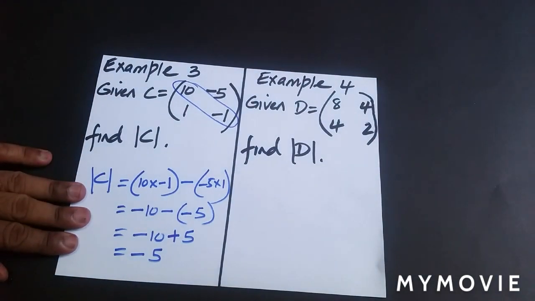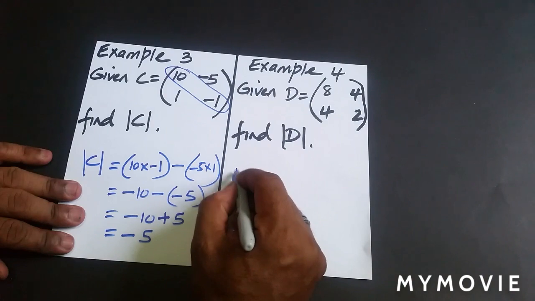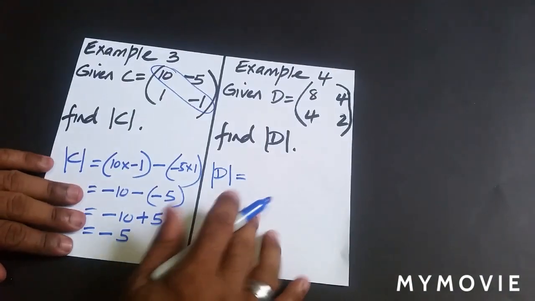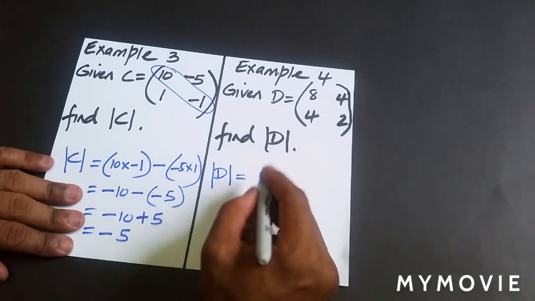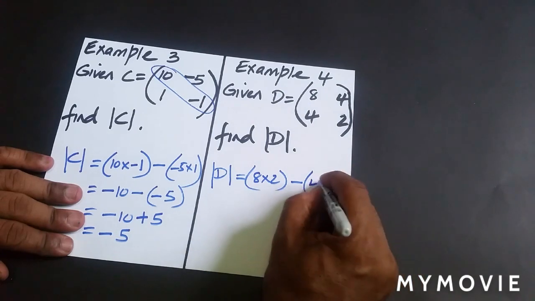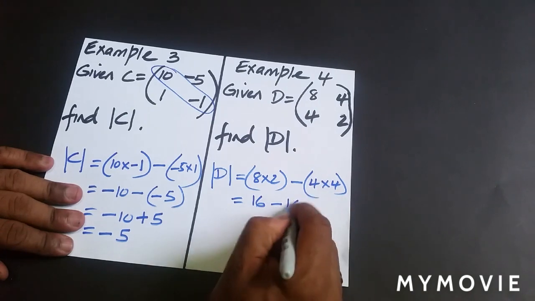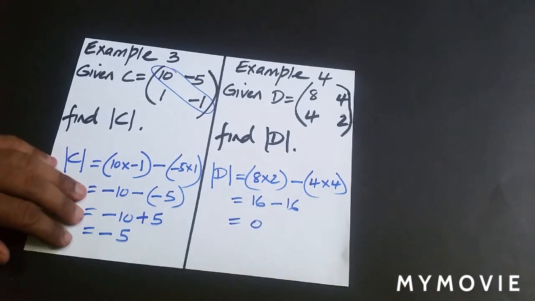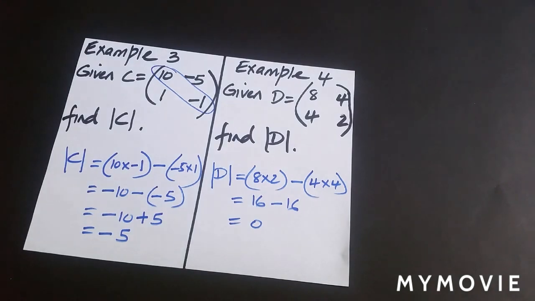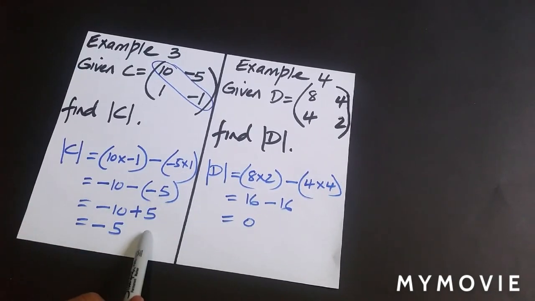Coming over here, it says, given matrix D is that, find its determinant. The determinant of matrix D would be the product of the elements in the leading diagonal, so that would be 8 times 2, minus the product of the other elements. So it's 4 times 4. That would give you 16 minus 16, which is 0. So there you go. You should have a very good idea now how to find the determinant of a 2 by 2 matrix. Be careful in how you rush it, especially when it comes to negative signs, like in particular this case. So watch out for those things.